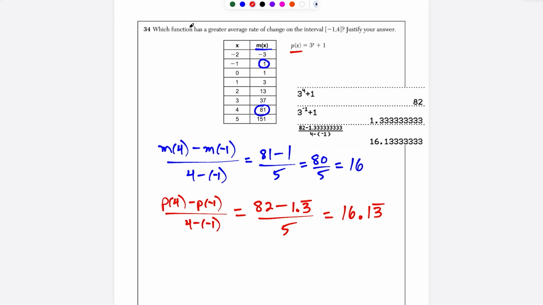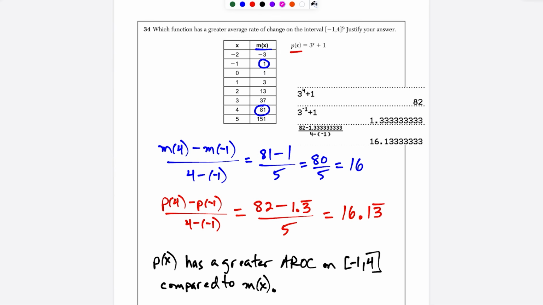And the question is asking us which function has a greater average rate of change on the interval. And the function that wins here is p of x. So I'll just state out the answer formally here. I'll say p of x has a greater average rate of change on the interval negative 1, 4. And remember, for this question, we only have to justify our answers. So the work that we show here is sufficient to get us full credit.